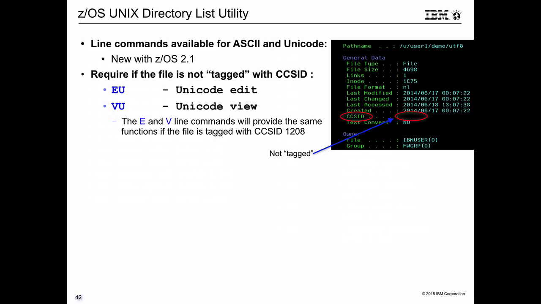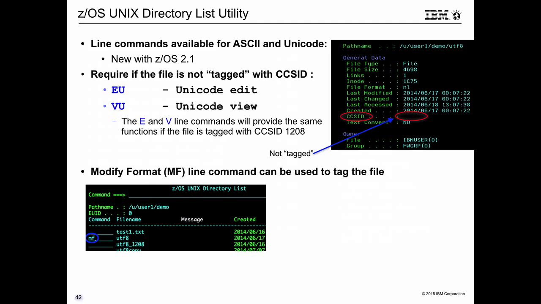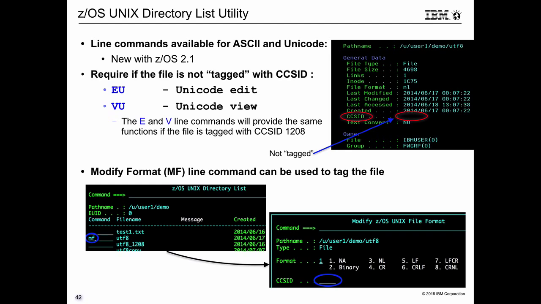If now you realize that's the case and you want to tag this particular file, you can, in the command area, type MF or modify format, and that'll bring up a panel that you can then fill in the character set ID as well as some other format information. So again, a lot of things you can do with the various line commands.